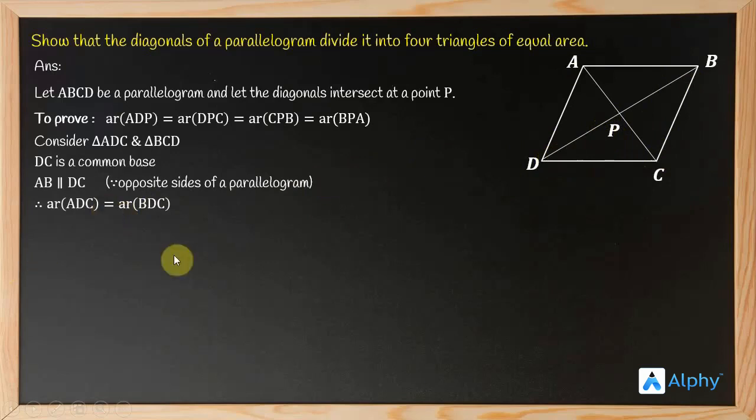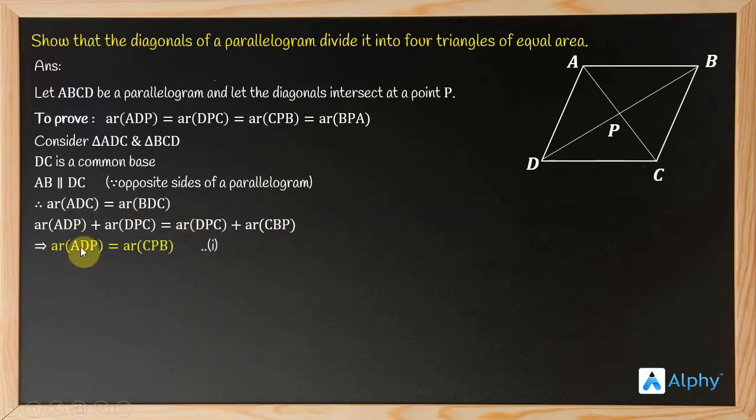And DPC is a common area, right? So we can split ADC and write area ADC is area ADP plus DPC, and area BDC is CBP plus DPC. And yeah, DPC cancels from both sides and we get area ADP is equal to area CBP. Okay, so we proved that this area is equal to this area. And now let's prove that this area is equal to this area.